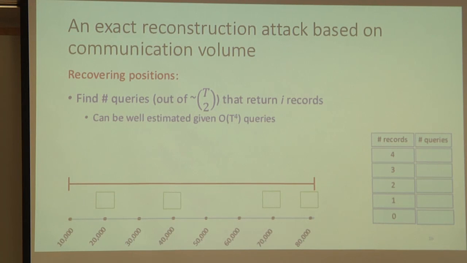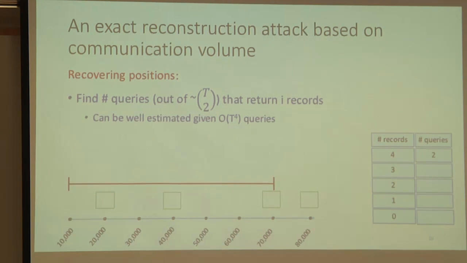So how this algorithm works is as follows. We are trying to build a table like that, where we are trying to find the number of unique queries out of all possible queries in the domain that return a certain amount of records. In this case, for this data set, we have this query that covers the whole domain that will return 4 records. And we also have this query from 20,000 to 80,000 that will also return 4 records. So we have 2 queries out of all the possible unique ones that give 4 records.